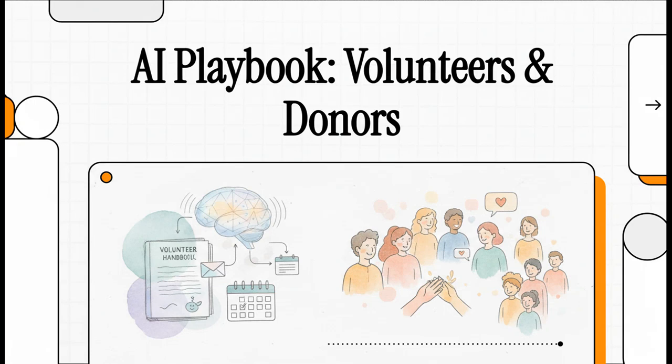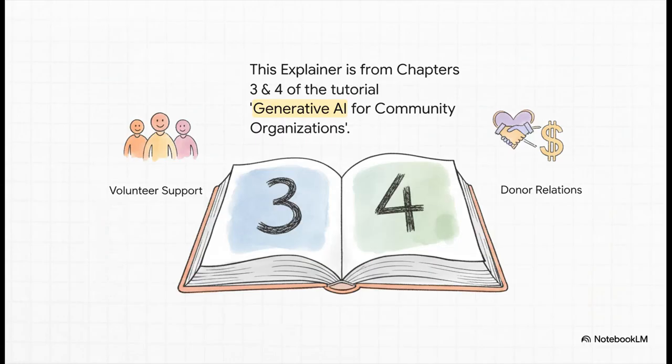Welcome! Today, we're jumping into a super practical playbook for using generative AI to support the two most important assets for any community organization, your people. We're talking about your volunteers and your donors and how these tools can seriously supercharge their experience. And just so you know where we're pulling all this from, everything we're about to cover comes directly from chapters 3 and 4 of the tutorial, Generative AI for Community Organizations. So we're zeroing in specifically on the plays for volunteer support and donor relations.